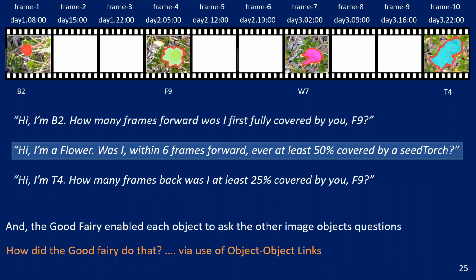The next key part is that eCognition enabled each object to ask the other image objects questions. How does eCognition do that? Well, it's via the use of these object-object links, which Keith was describing and mentioning in his introduction.